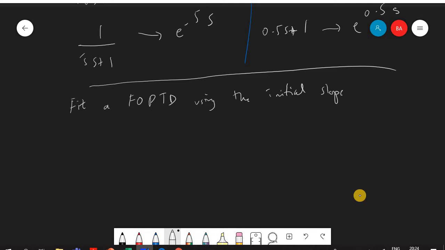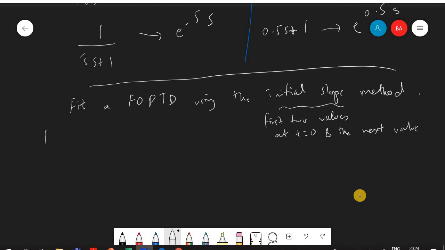Using the initial slope method. And the initial slope means the first two values, which is at t equal to 0 and the next value. The next value will give me the initial slope.